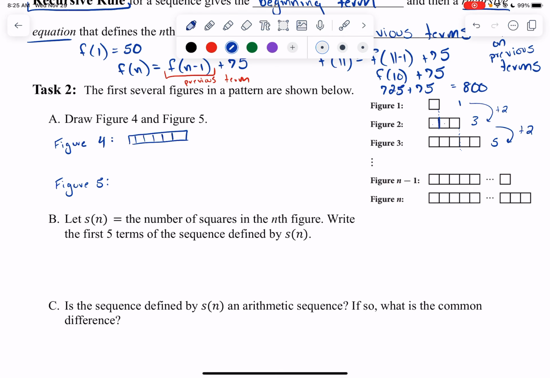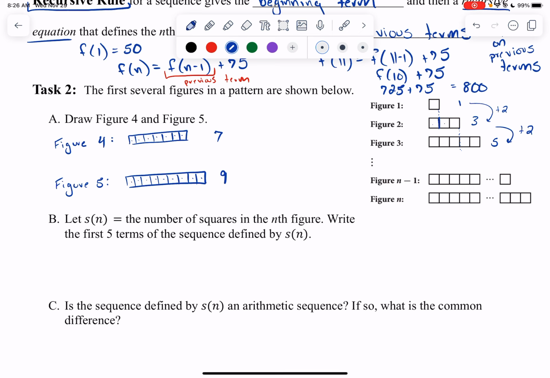1, 2, 3, 4, 5, and then add 2 more, 6, 7. So it's going to have 7. 1, 2, 3, 4, 5, 6, 7. Yep. And then figure 5 is going to take those 7 and add 2 more. 1, 2, 3, 4, 5, 6, 7, 8, 9.